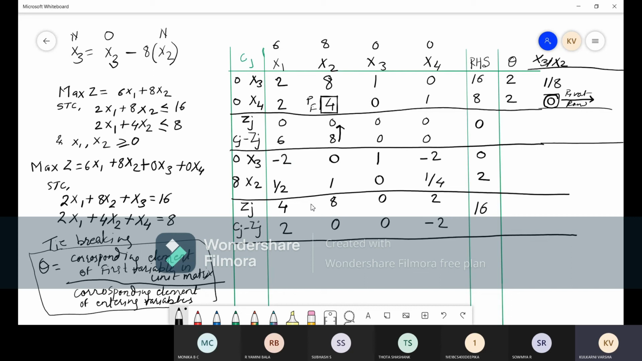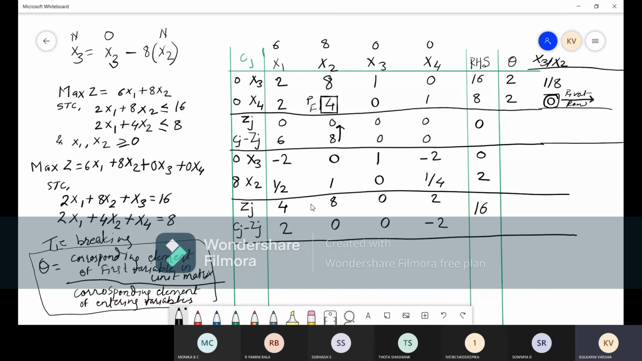Every time you calculate Cj minus Zj, you will get 0 for the basis variables, the unit matrix variables. In the first iteration, we had x3 and x4, so the value of Cj minus Zj for x3 and x4 will be 0, 0. In the second iteration, we got x3 and x2 as the basis variables, so Cj minus Zj will be 0 for x3 and x2. For x3, 0. For x2, 0. If you're getting 0, it means you are going correct.